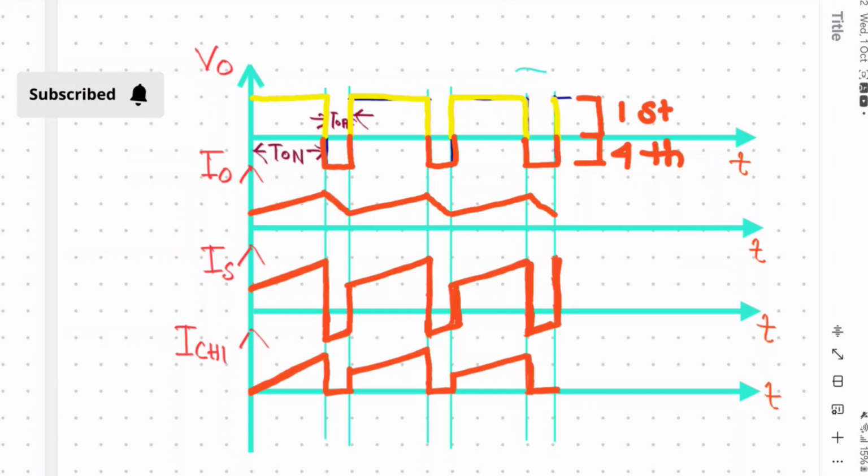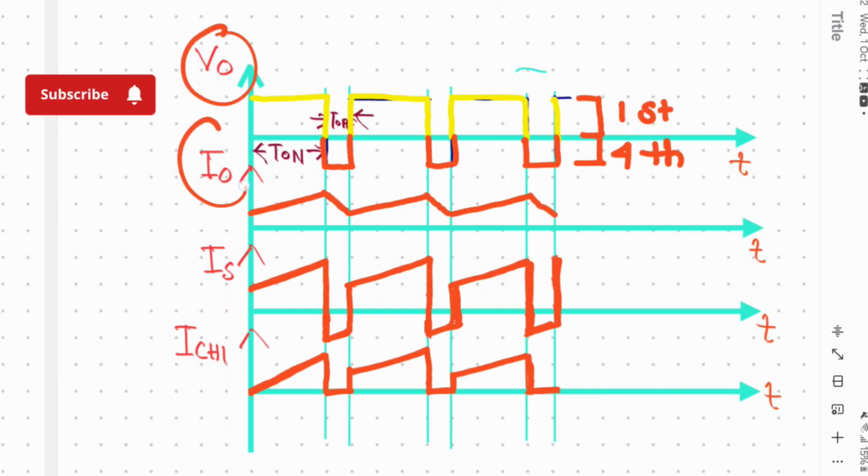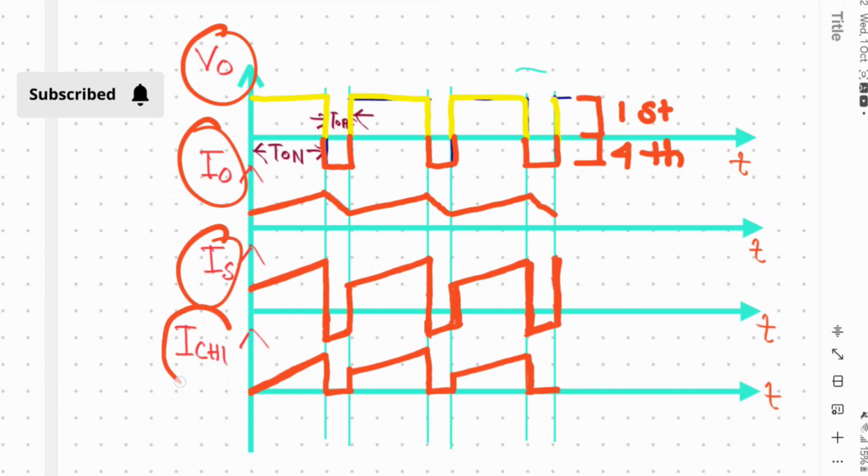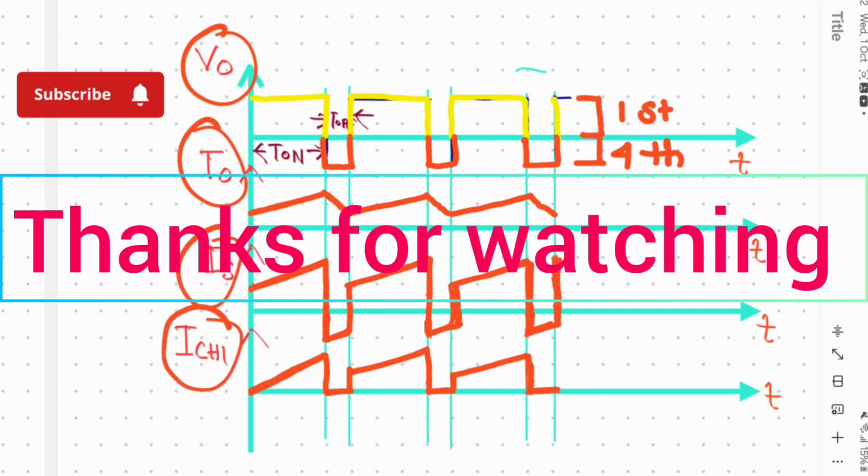So these are the output waveforms for output voltage, output current, supply current, and current across the switch. This is the detailed explanation of class D chopper.